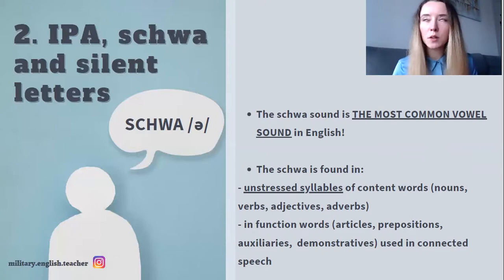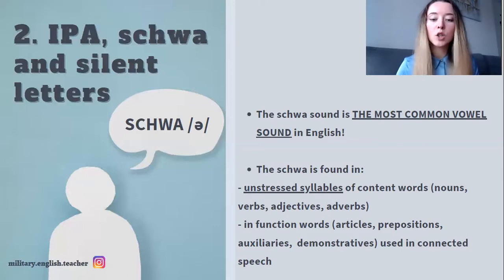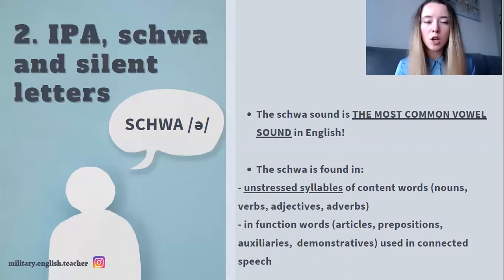And what happens with long words in English, especially the ones that are a bit longer, is that there are some syllables that are unstressed. And those syllables are very likely to adopt a schwa. We're going to take a look at some examples, so it will be clearer after I show you some. And schwa is also very common in function words used in connected speech, as we talked about the words for and of, right? When they are used in connected speech, they're often reduced to a schwa as well.